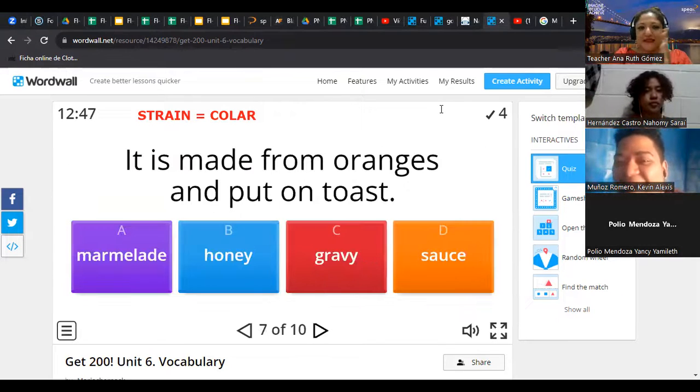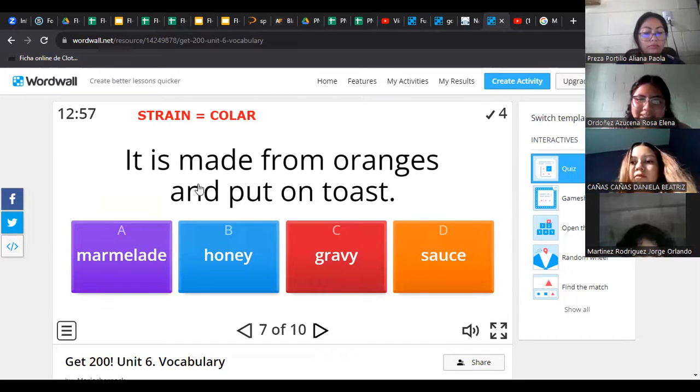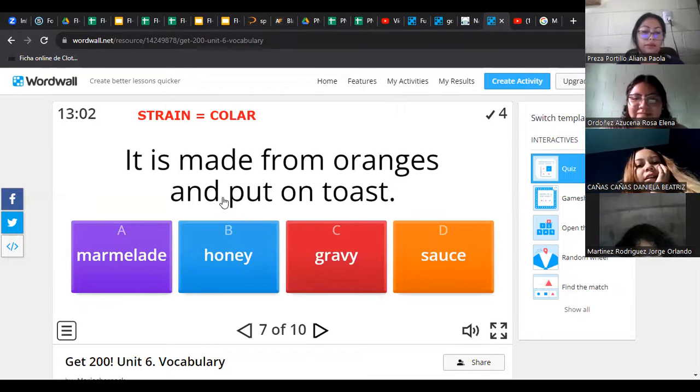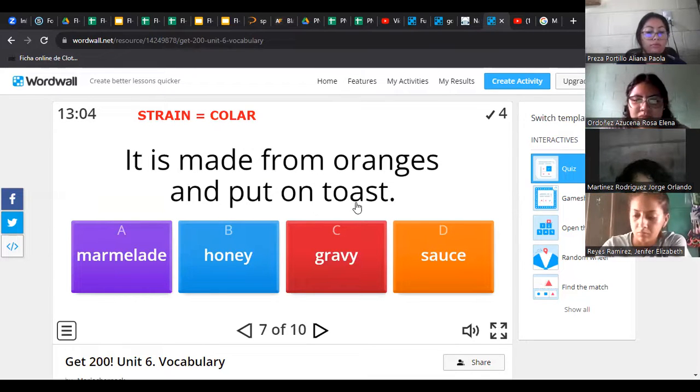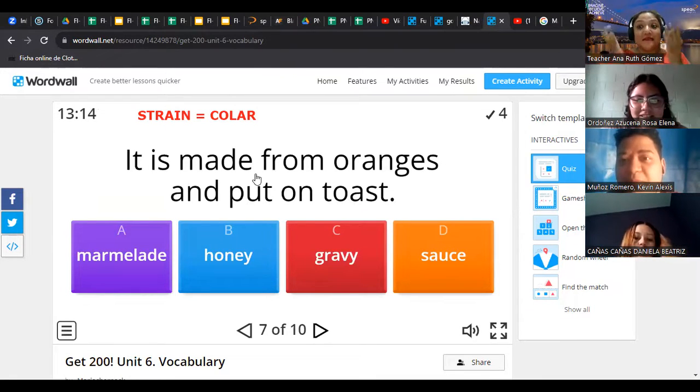Now, look at this one. Pay attention to this one. Let me see. I will need a volunteer. Rosa, help me. Daniela, can you help me, Daniela Cañas, please? It is made from orange and put on toast. Okay, thank you very much. All right. Do you know the meaning of toast? Tostada. So, it is made from oranges or another fruit. Okay, because you can have strawberry, mango.